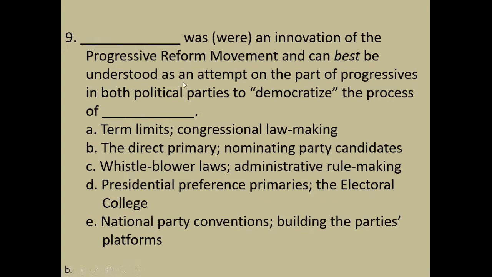The direct primary was an innovation of the progressive reform movement and can best be understood as an attempt on the part of progressives and both political parties to democratize the process of nominating party candidates.